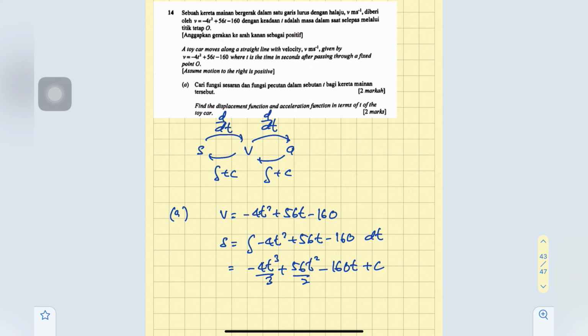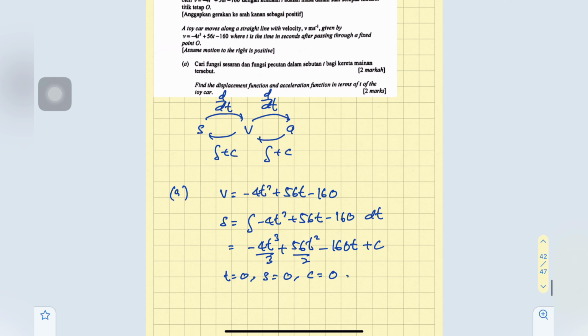Okay, so dekat sini from the question dia tak ada bagi pun info, so kita assume when t equals to 0, s equals to 0, so c equals to 0. So then finally kita boleh dapat s is negative 4 over 3 t cube plus, this one simplify akan dapat 28t squared minus 160t.